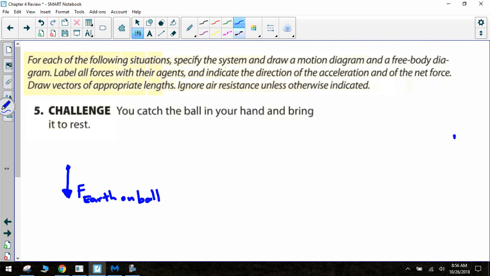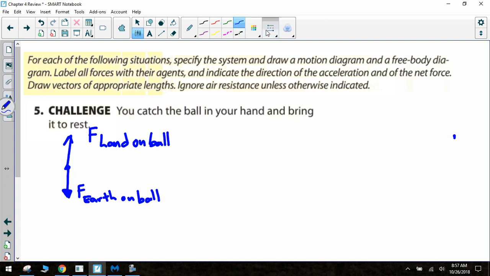Your hand. So which way is that force going to go? Goes up. This is the force of the hand on the ball. Okay. Which of these arrows should be longer, the hand on the ball or the earth on the ball? You think earth on the ball? Well, let's see what we're doing real quick.